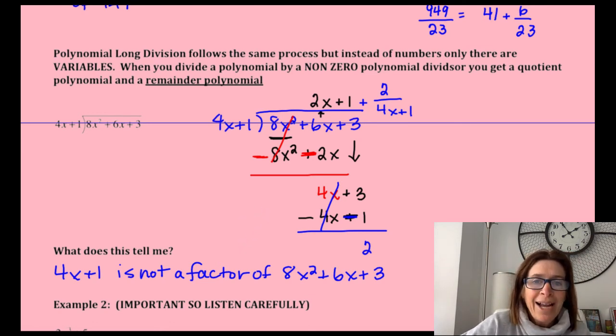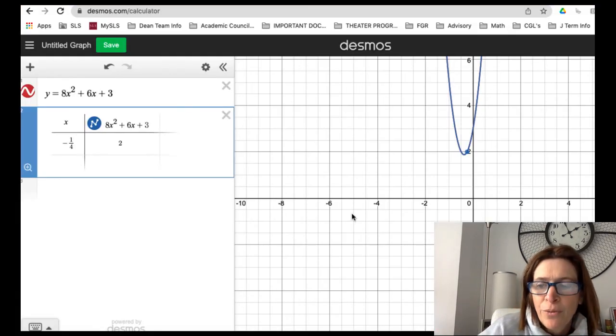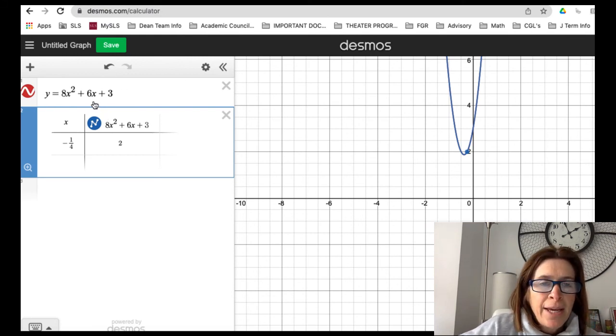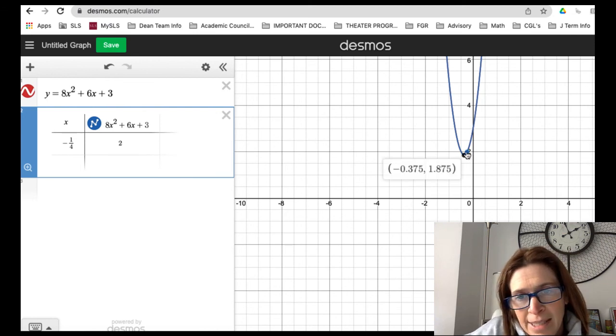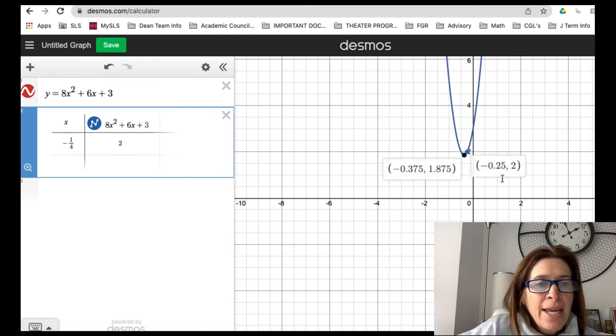Okay? All right, what else does it tell me? Well, this number actually means something. Okay? It relates to this number and to the graph of the function, okay? The graph of the function 8x squared plus 6x plus 3. So let's look at that. All right, so here I have the graph of 8x squared plus 6x plus 3. That was our original dividend. And then if you look, I plotted it, and I can see that on my graph, negative 1/4 is actually equal to 2.